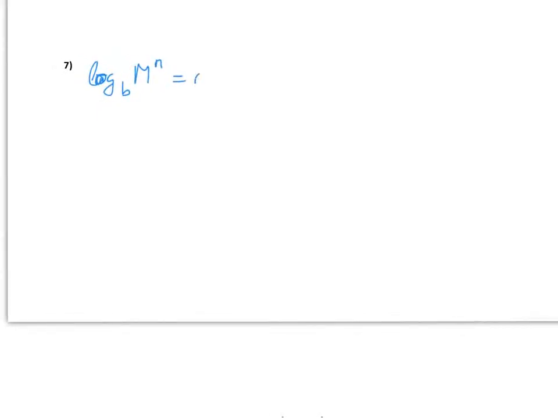So the last one is the power law of logs, and what it says is if you have the log base b of m to the exponent n, we'll make that a little letter n this time, that's equivalent to n times the log of m with a base of b. All right, now again, we're going to do a proof for this. Quick little proof.